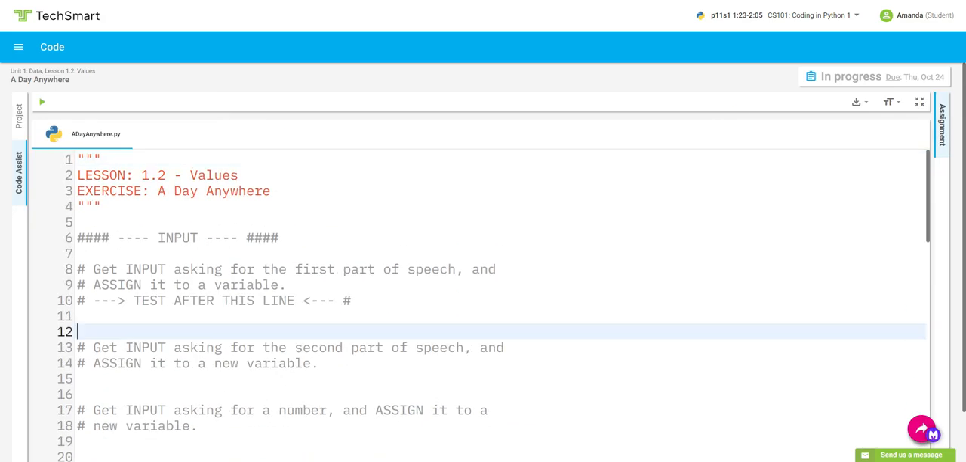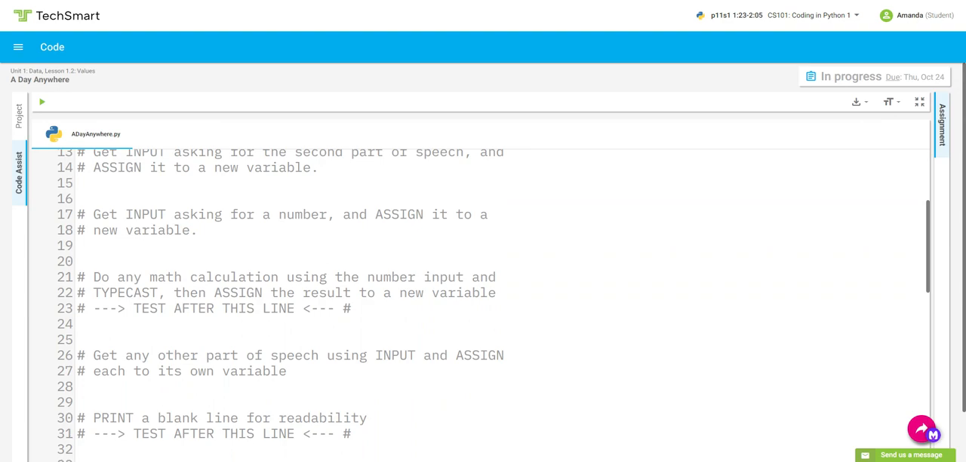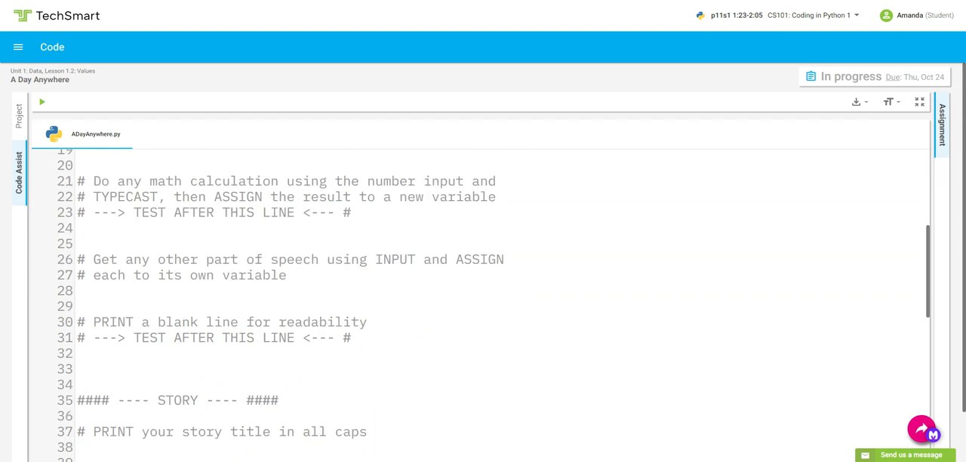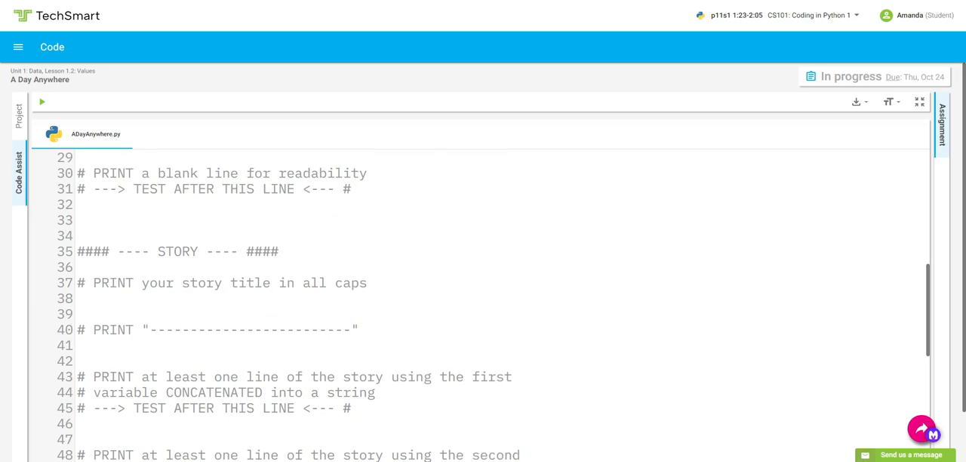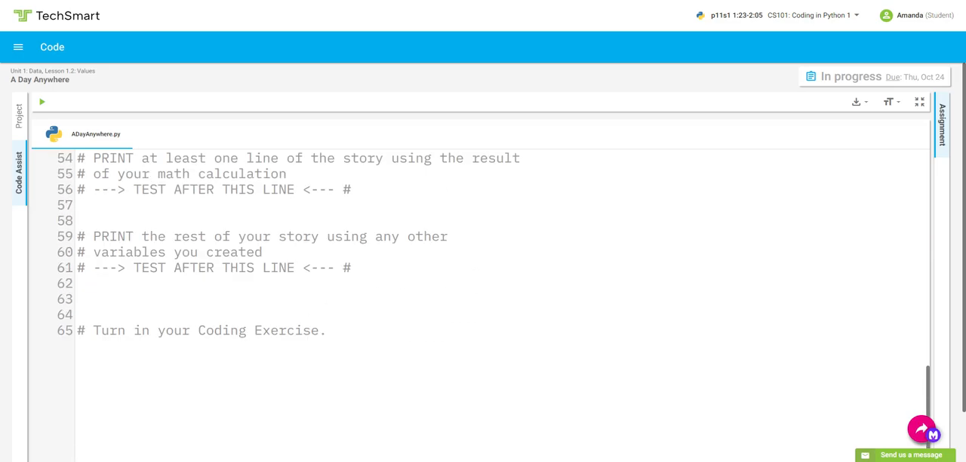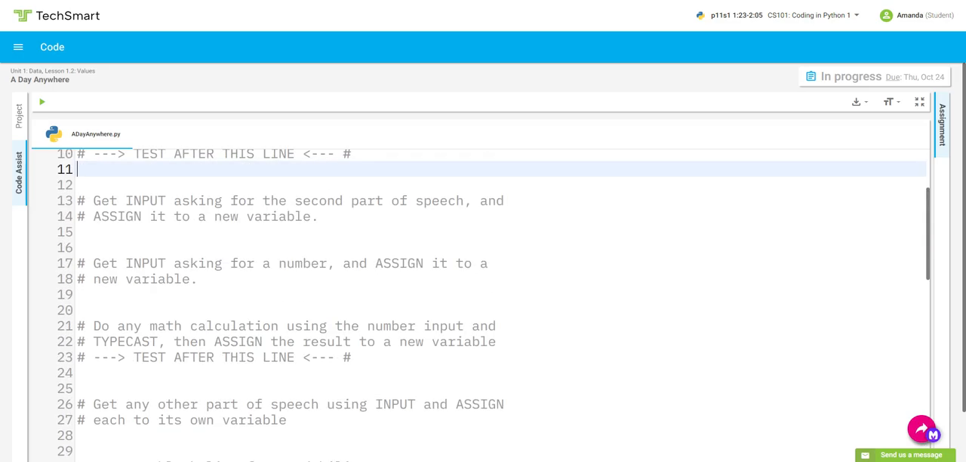So let's start off with an input. We're going to assign it to a variable. We're going to ask for the first part of speech. What else is this down here? Do any math calculation. Oh, this is like wide open. Story. Oh, so we decide. Oh, I like this.